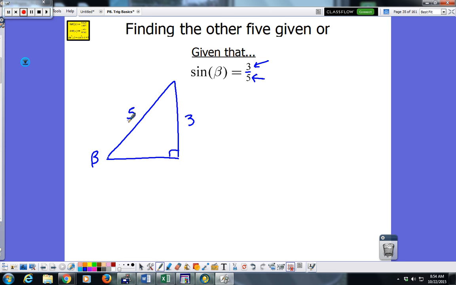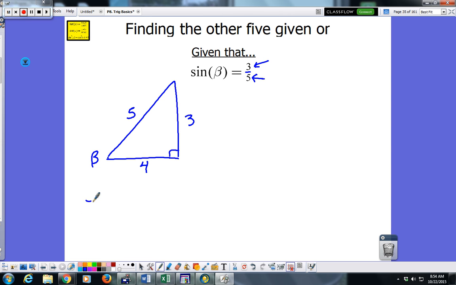So how do you find the other missing side? Pythagorean theorem. Does anybody know that's actually a triple? A 3, 4, 5 right triangle? Correct? So now you have cosine, you have tangent, you have all of them. Because pretty much all you're having to do on these is draw your triangle. And that's what we have now. So cosine would be 4/5. Tangent would be 3/4.